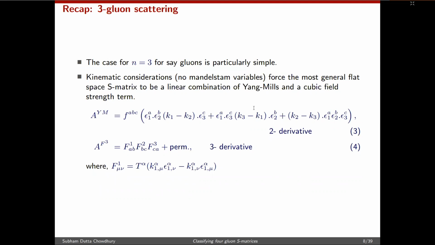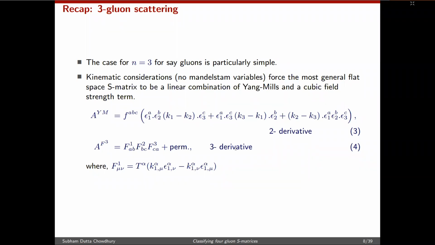So now, as a warm-up, let's see how you classify the 3-gluon category. It's very simple actually, because there are no Mandelstam invariants, and it's just a finite parameter set. Using gauge invariance and homogeneity of epsilons, you can write down these two 3-point gluon amplitudes.